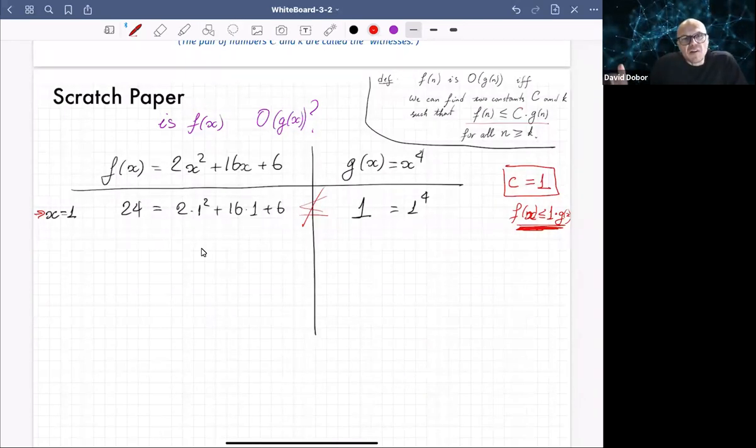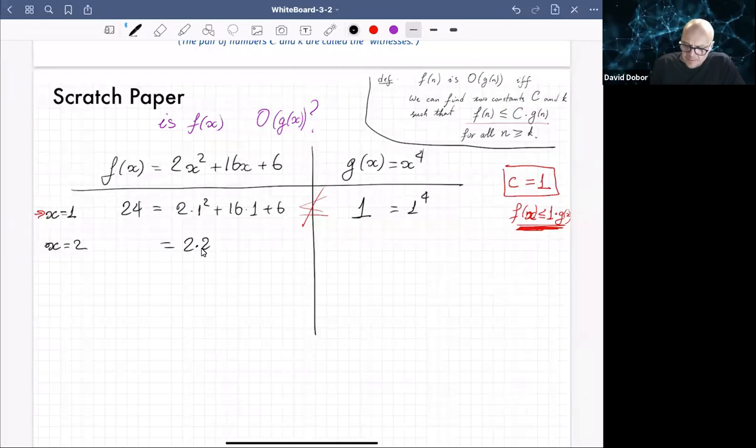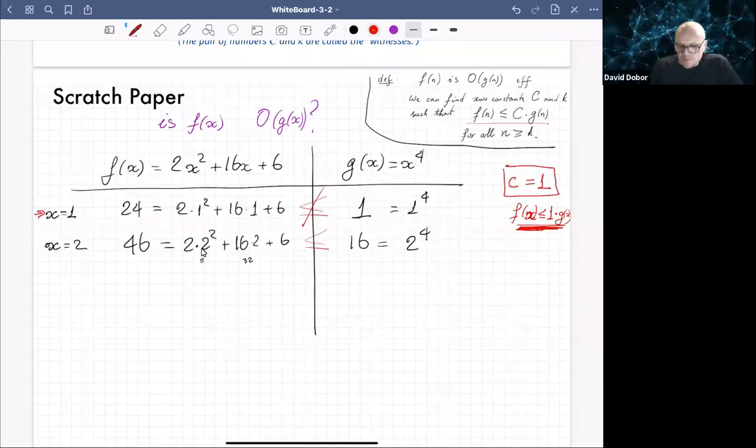Maybe for higher values of x, it's going to be a little better. So let's try x equals 2. With 2, I'm going to have 2 times 2 squared, so this is 8, plus 16 times 2, plus 6. This is going to be 46. Is 46 less than or equal to 2 to the 4th, which is 16? The answer again is no. You could draw the graphs and see, but before we draw the graphs, let's do it in a table one more time.